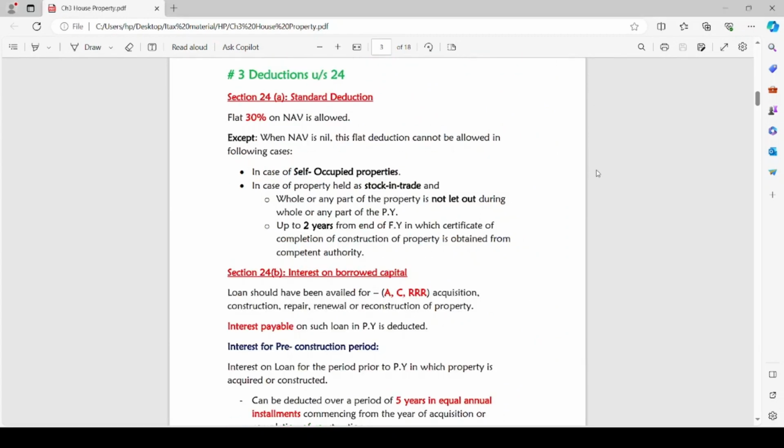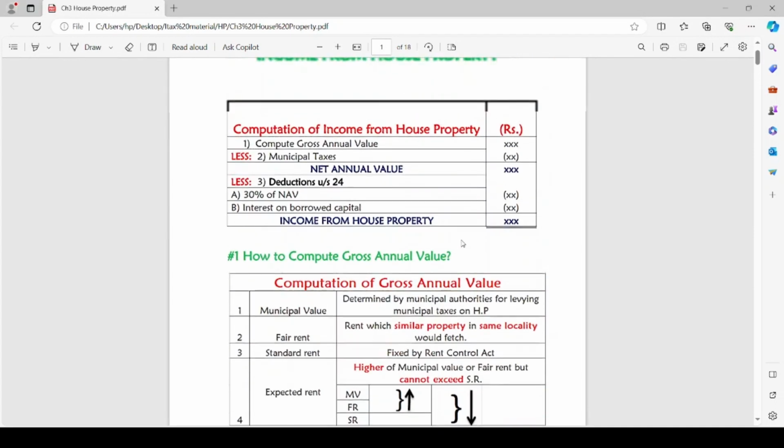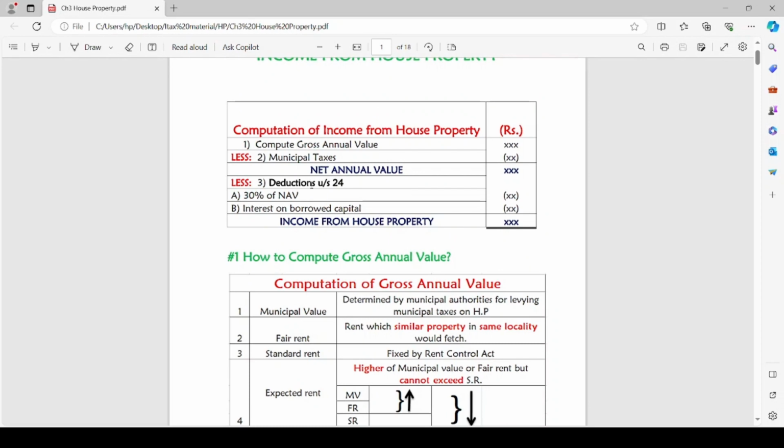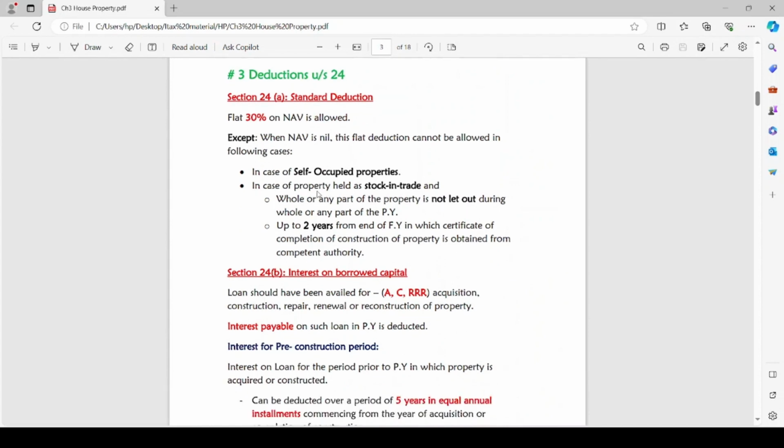Coming to our next topic, deductions under section 24. The third step in computation of income from house property is providing for deductions under section 24. There are two deductions which can be claimed. The first one under section 24A, the standard deduction. Flat 30% on net annual value is allowed as standard deduction, except there are a few exceptions when the standard deduction cannot be claimed.